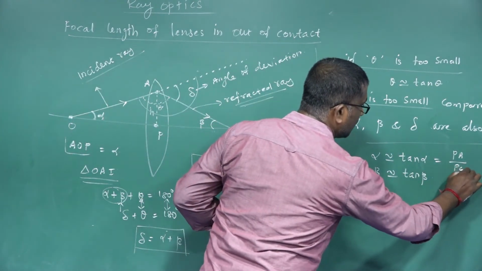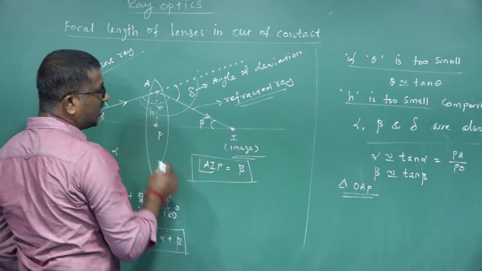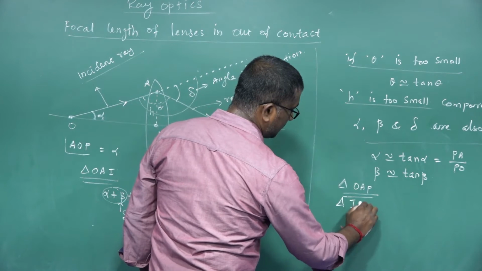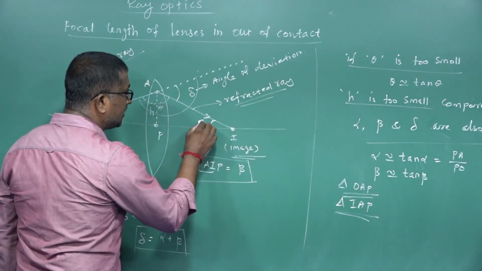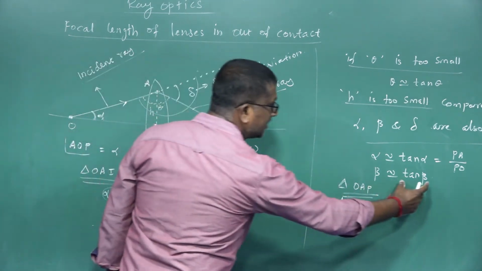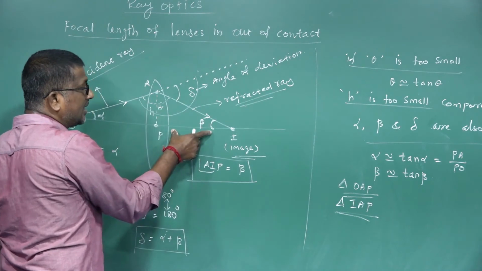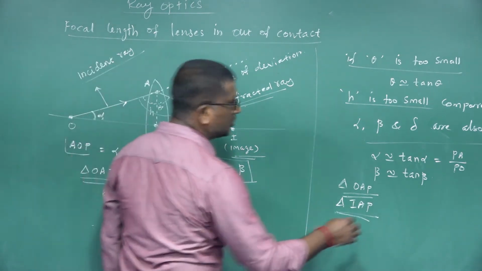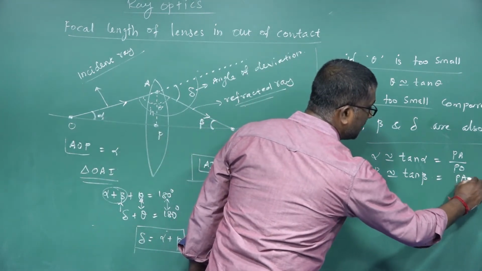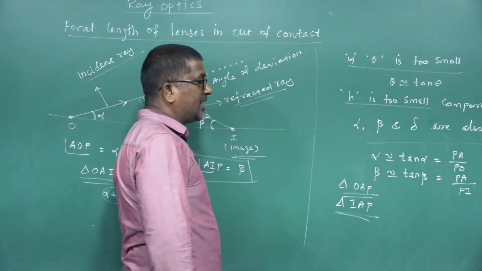Right. Similarly, from the triangle IAP, this angle is beta. We need tan beta. So tan is equal to opposite side by adjacent side. Opposite side PA and adjacent side PI. So tan beta is equal to PA divided by PI.